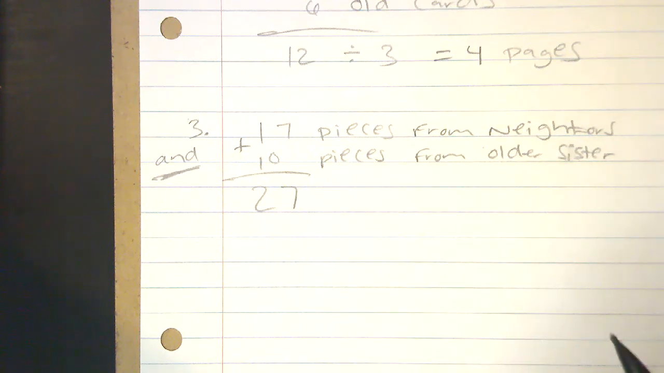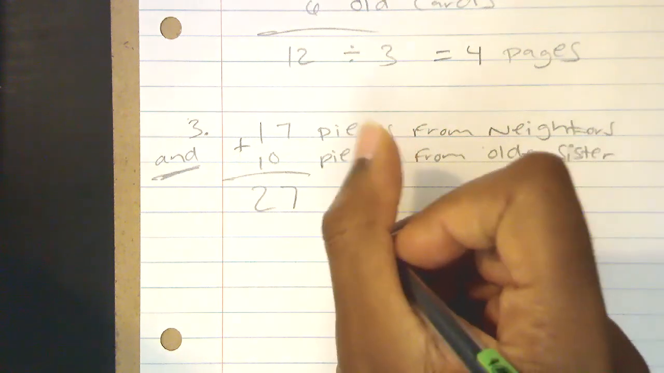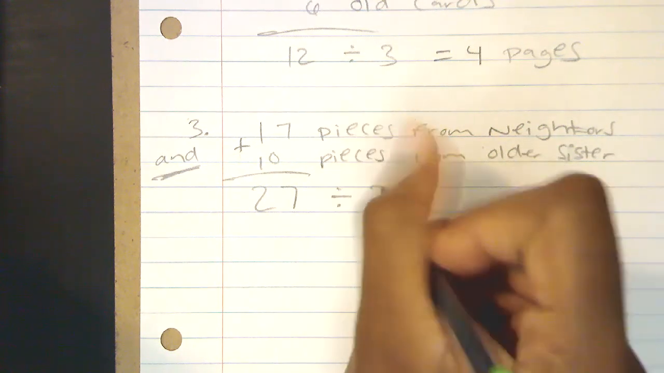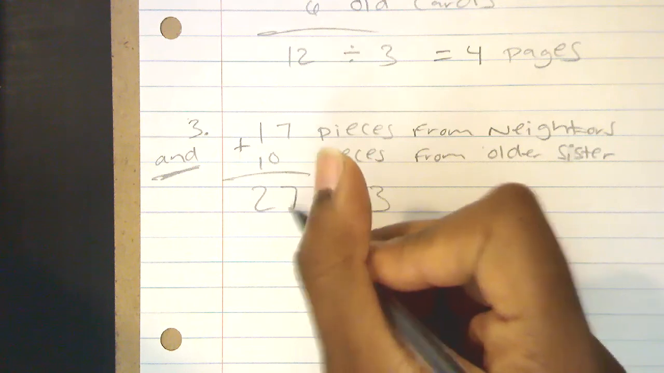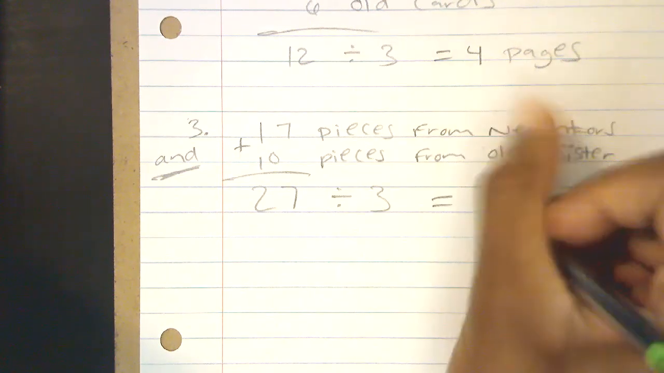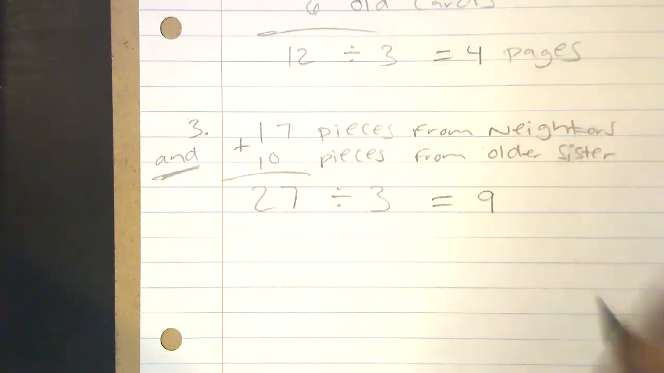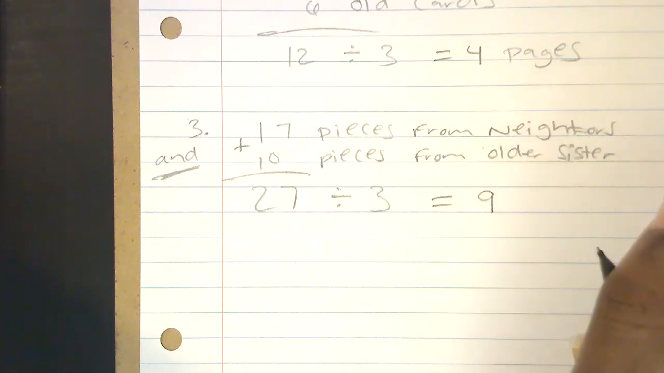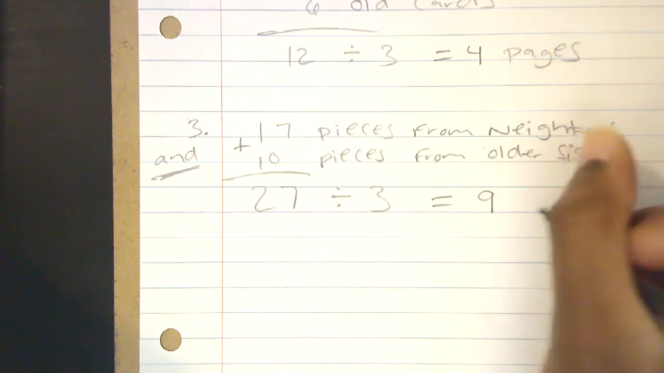All right. Now it says if she only ate 3 pieces a day, so we're going to split up those 27 pieces into 3 days. So when I split 27 into 3, 27 divided by 3 is what I'm going to do, and that will equal 9. But not just 9, it says how long would the candy last her? So it would be 9 days.